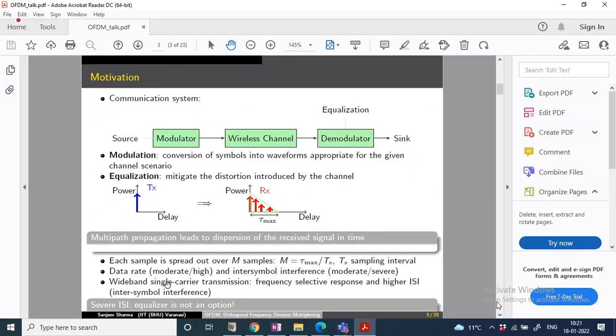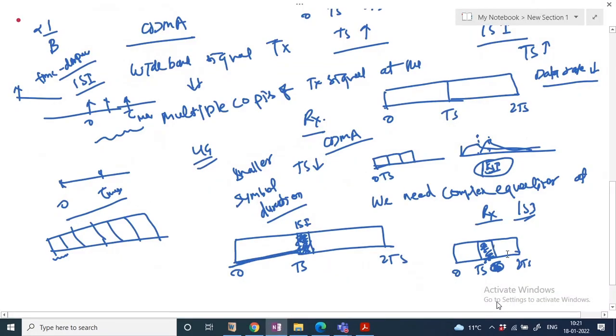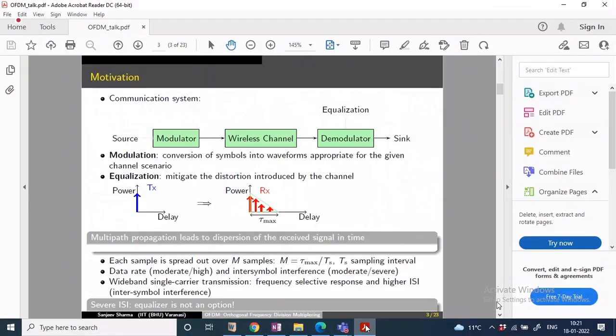Wideband single carrier transmission means that if we have a high bandwidth, then the symbol duration is small, which results in severe ISI. You can see here that when the wideband frame duration is small, there is severe intersymbol interference, so we need an equalizer.